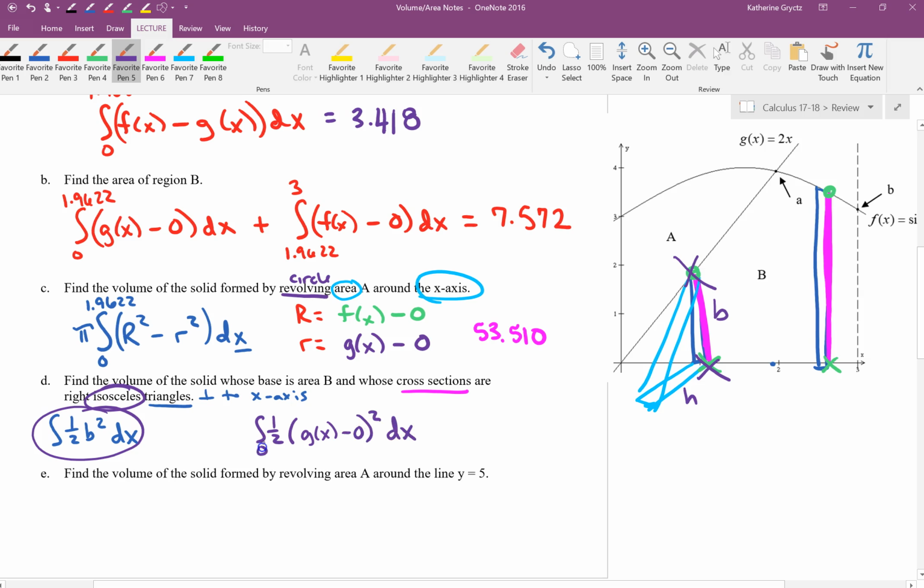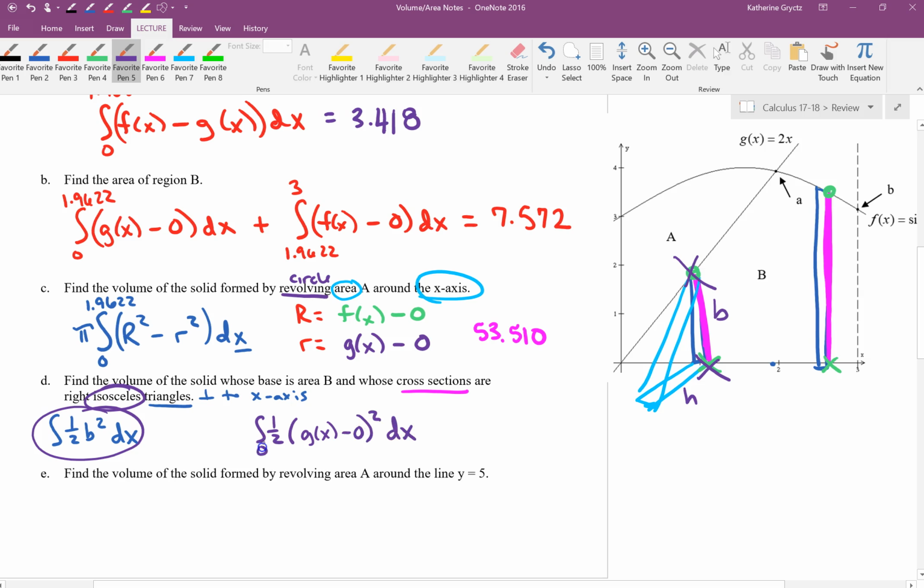Okay, and then we're going to add on the second part, where we're going to go 1/2 base. So our top is f of x, and our bottom is 0. So we get 1/2 f of x minus 0 squared. We're going to do dx again, and our x interval is 1.9622 to 3.